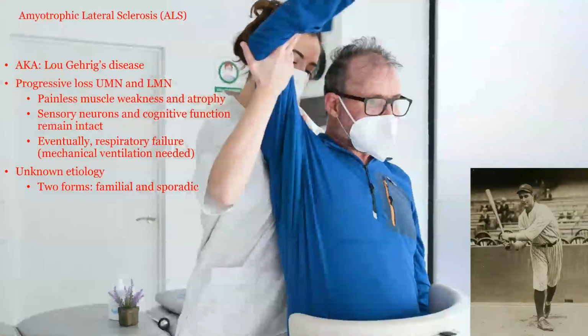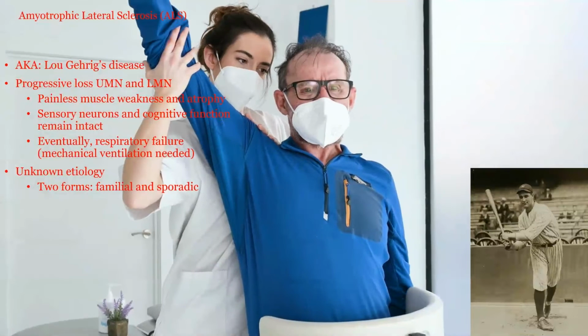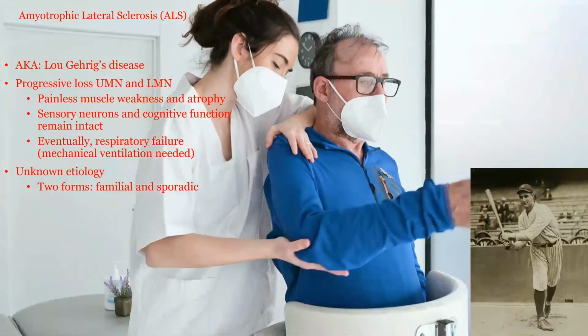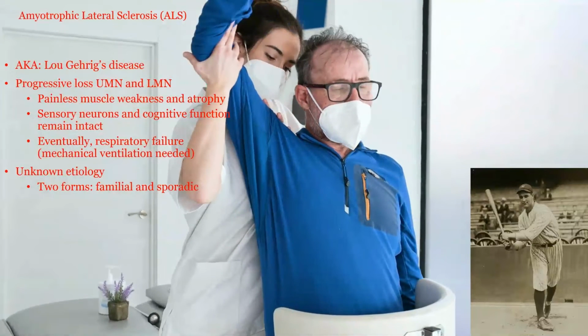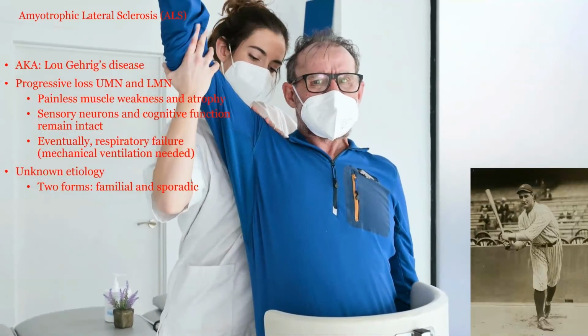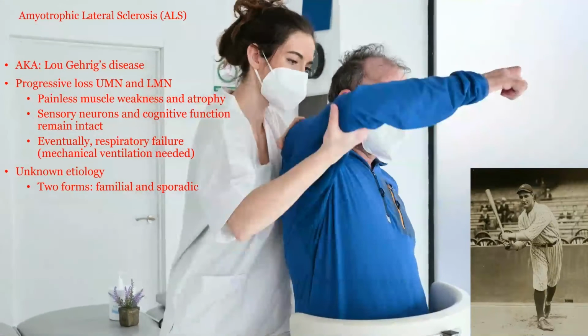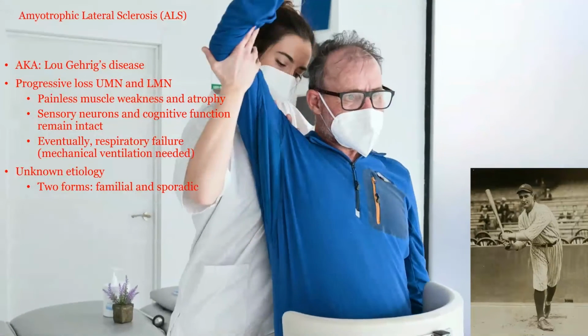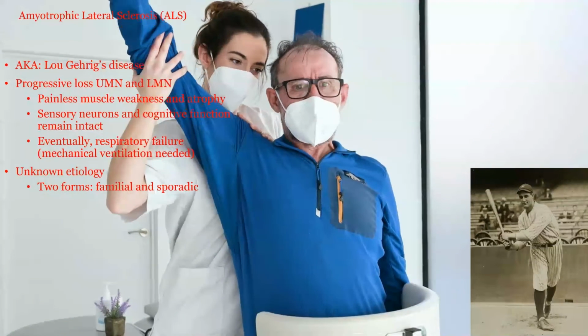Amyotrophic lateral sclerosis, aka ALS, or Lou Gehrig's disease, named after famous baseball player Lou Gehrig, is a neurodegenerative disease where both upper and lower motor neuron ability is lost. It causes painless muscle weakness and atrophy. Sensory and cognitive ability remain intact, though. Famous physicist Stephen Hawking also had this disease. It ends with respiratory failure with need of ventilator support.